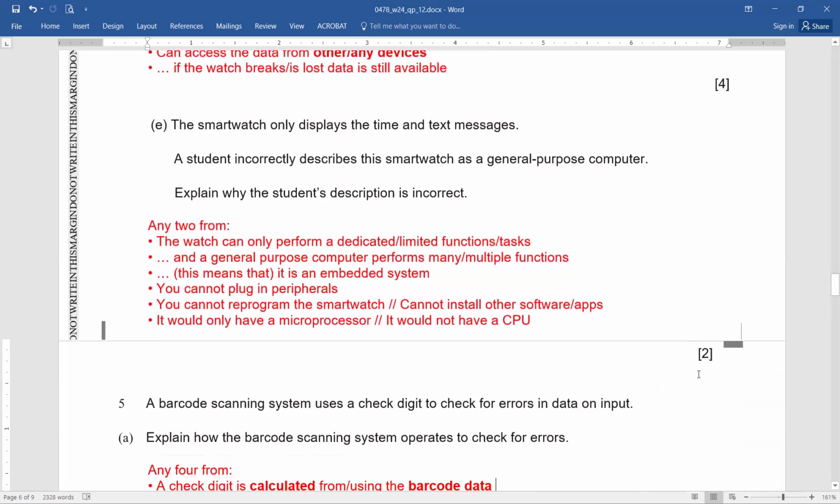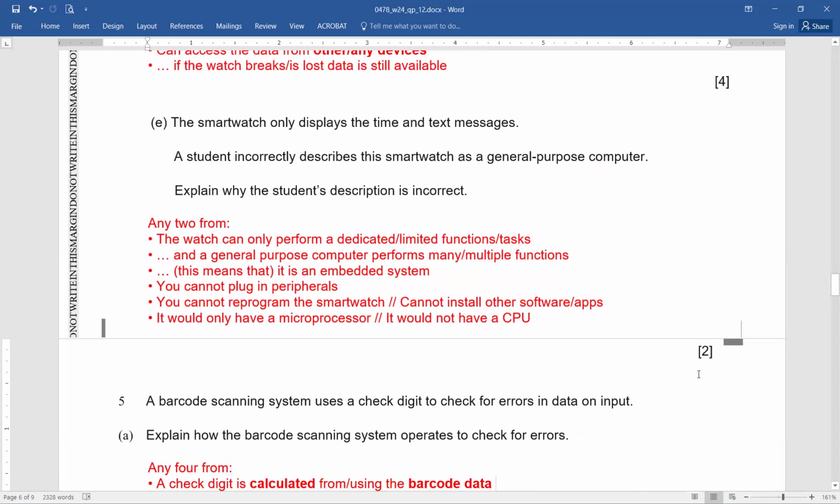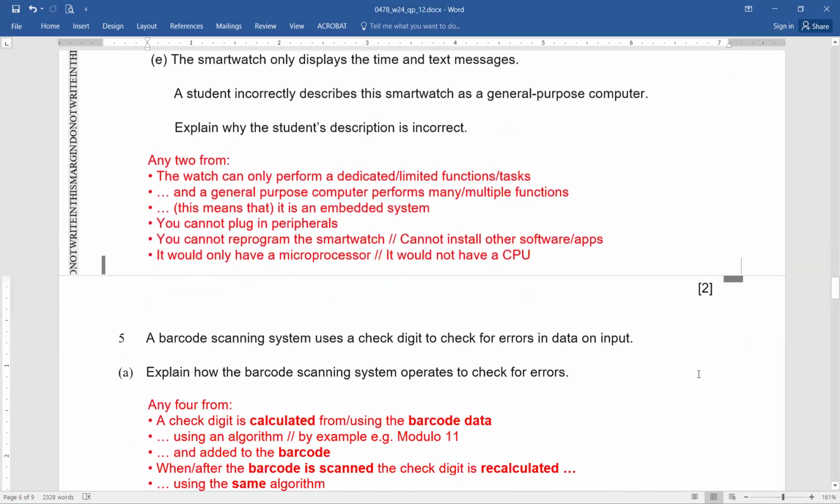Question number 5. A barcode scanning system uses a check digit to check for errors in data on input. Explain how the barcode scanning system operates to check for errors. Now, this is something that we have been doing in the class, where we asked you and you were the ones who answered. So let's see, what is the check digit doing and how is it calculated?